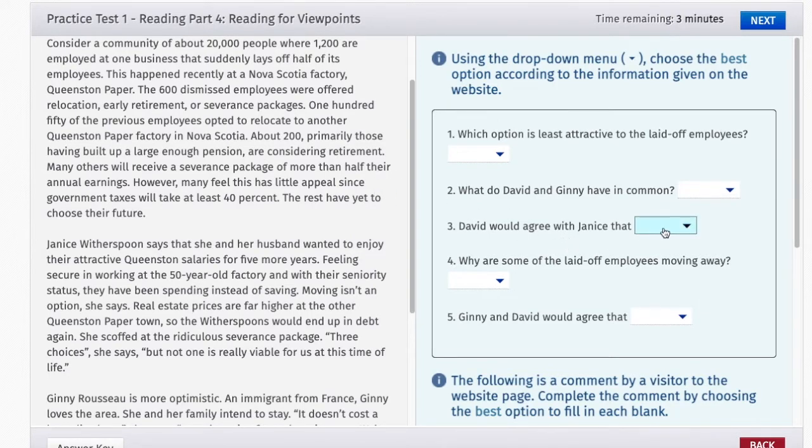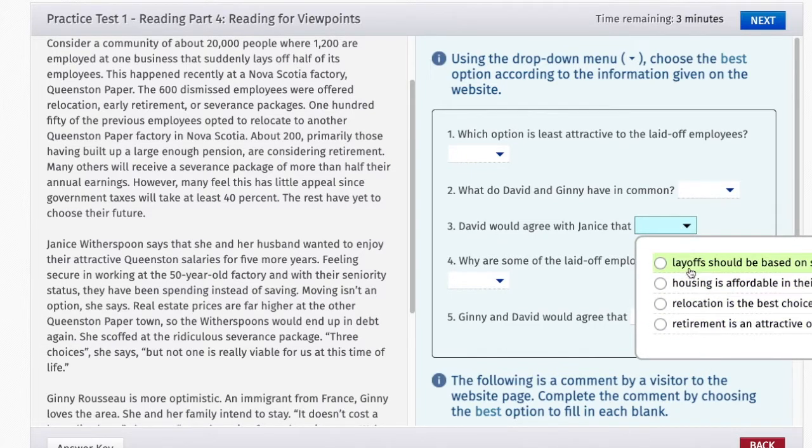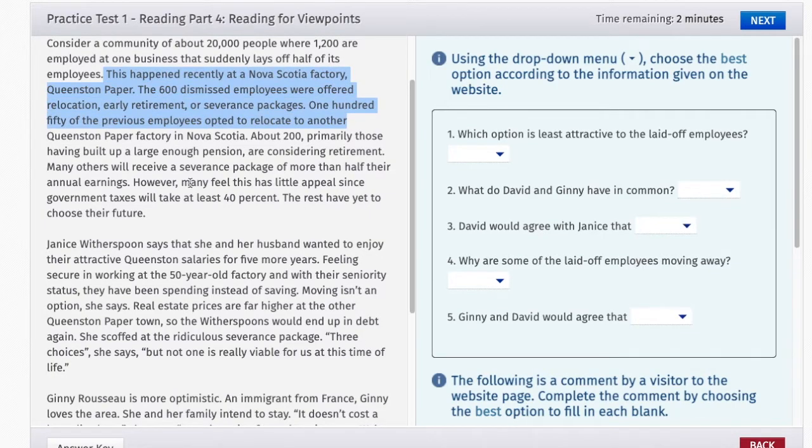And then when we select the answers, very important here is, like it says, vocabulary association. So affordable, relocation, retirement. We need to associate or relate that vocabulary to what is mentioned in the text. Is it similar? Is it the same? This is where synonyms become very important.